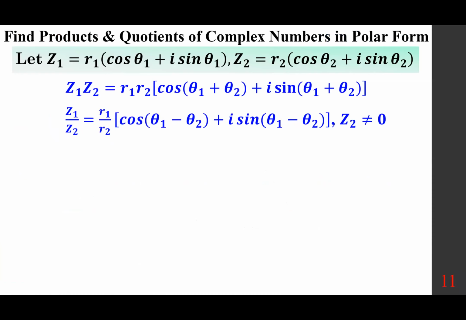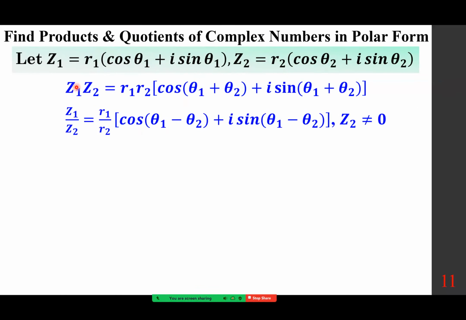You want to find the product and quotient of complex numbers in polar form. If z1 is represented by r1 (cosine theta 1 plus i sine theta 1) and z2 is r2 (cosine theta 2 plus i sine theta 2), then for z1 z2, you multiply r1 by r2 and add theta 1 and theta 2. If you're dividing, you divide r1 by r2 and subtract theta 2 from theta 1.